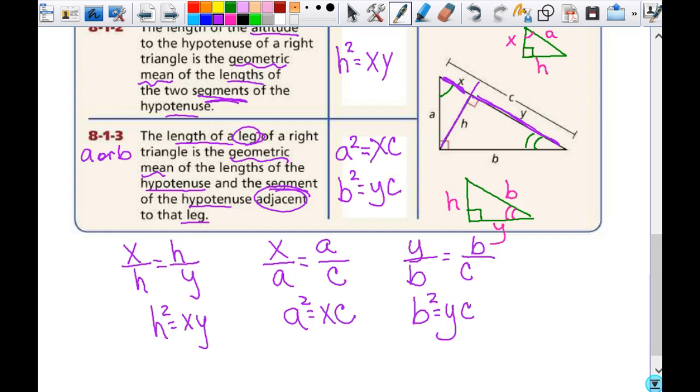Does that make sense? You don't have to do it both ways. You do not have to do this every single time. That is absolutely not what I'm saying. I'm showing you where they come from and what it's saying. If it's a geometric mean, it's squared.